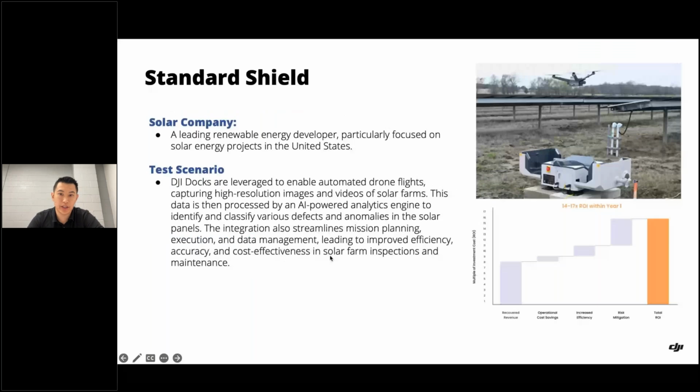And then another standard shielded example is a solar company that focuses on solar projects in the US. They are currently using docks to enable automated drone flights to capture images and videos of solar farms. This data is integrated into an AI engine to identify and classify defects and anomalies. This can streamline your whole inspection process, with cost savings, as you can see in the chart, ranging from 14 to 17 times the initial investment cost within just 1 year, obtained through the 4 key drivers: recovered revenue, operational cost savings, increased efficiency, and risk mitigation.